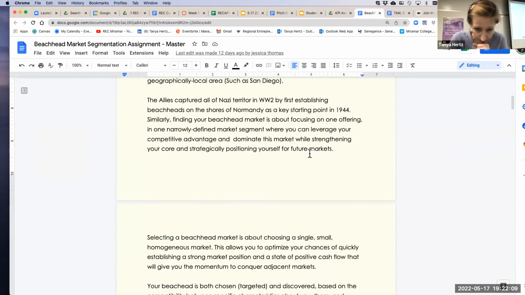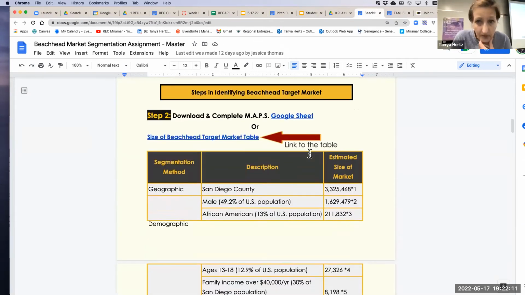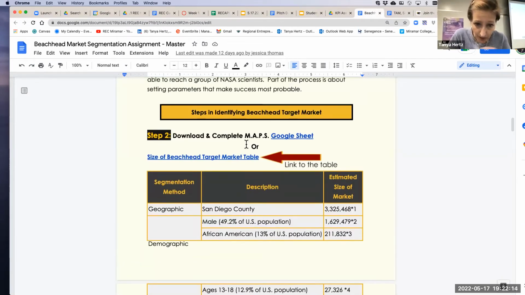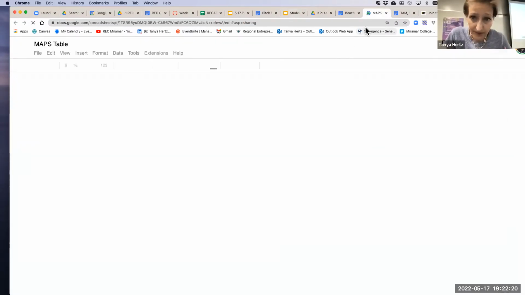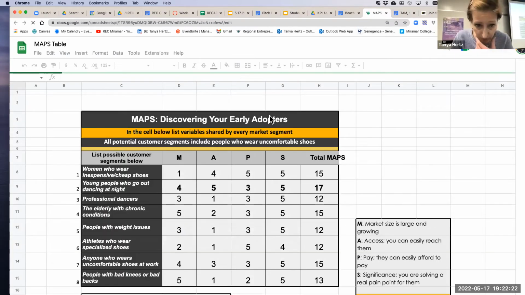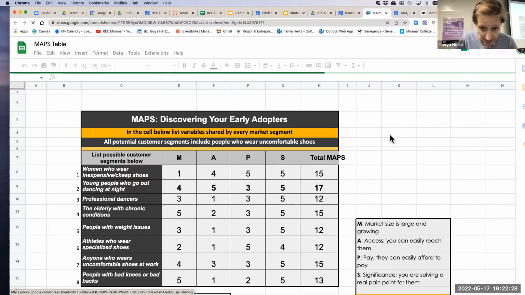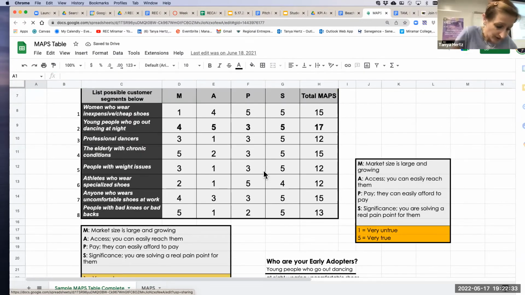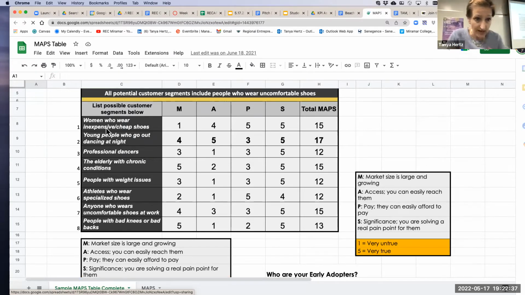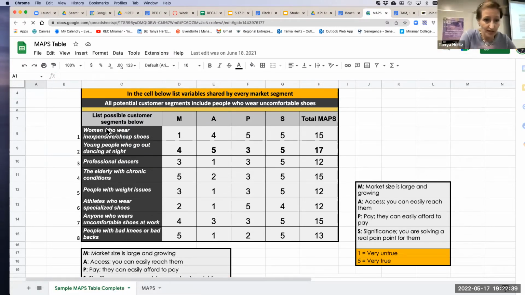Here in this assignment, there's a table. You're going to want to go ahead and open up the maps table. You'll need to make a copy of this because you won't be able to edit it, as it's view only. Then we're going to make sure that we have the right initial target market identified. Along with your mentors, advisors, or whatever team you have, you're going to start brainstorming, and you're going to say, what are all the possible customer segments?